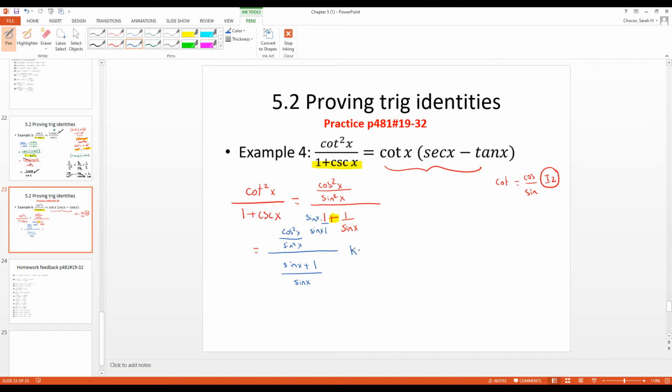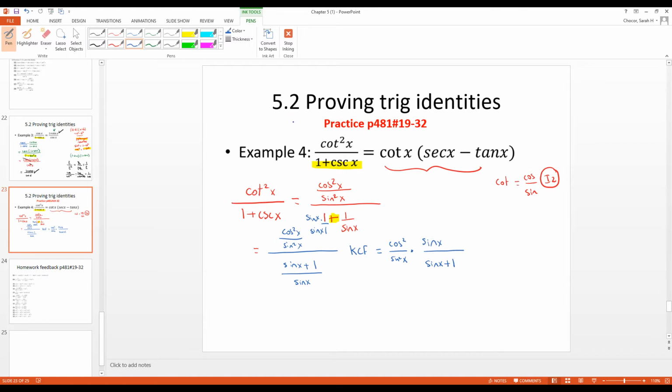We get to a point where we see two fractions. This is when we're going to remember the keep, change, flip trick. So we're going to keep the top. We're going to change the division into multiplication. And we're going to flip the bottom. So it's going to be sine x over sine x plus 1.